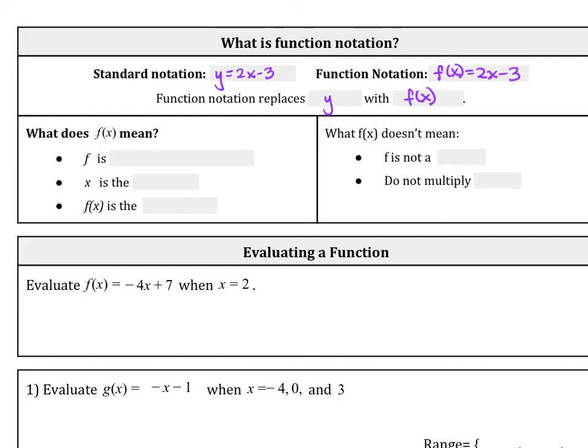So what does f of x mean? F is just the name of the function. It could be g of x, it could be h of x. It's just a name. More commonly, we use f. X is our input value. F of x is our output. Again, it's just our y value.